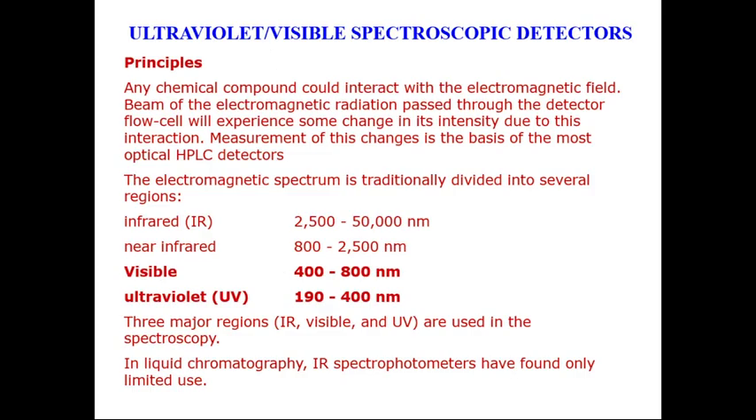In the UV visible spectroscopic detector, you know the principle. When any light, an electromagnetic radiation of a particular wavelength, falls on a sample, the sample will absorb a part of the radiation, and it will transmit the rest. And the transmitted light can be measured at a particular wavelength. So it is the same principle that we see in UV visible spectroscopy that we discussed on Friday.